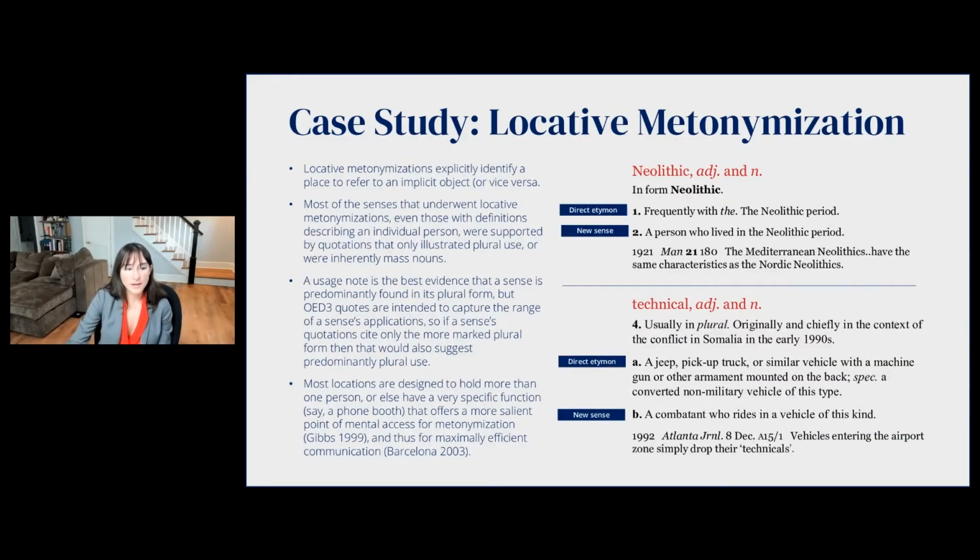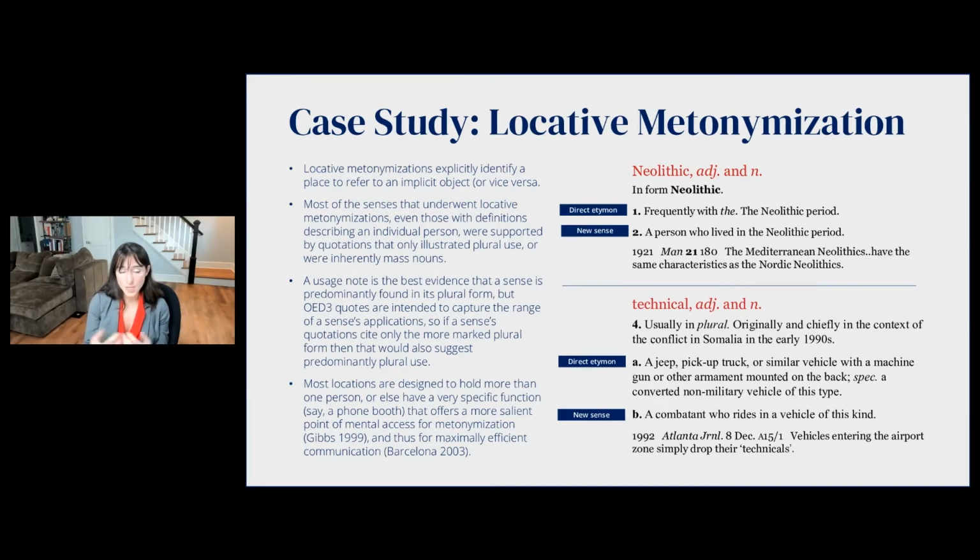The final case study is on locative metonymization. It's important to note that location is not only physical location; as you can see with Neolithic here, it can also be chronological, temporal location and time. And so again, locative metonymizations explicitly identify a place to refer to an implicit object, or vice versa. Interestingly, most of the senses that underwent locative metonymization, even those where the definition describes an individual person, were supported by quotations that only illustrated plural use or were inherently mass nouns.